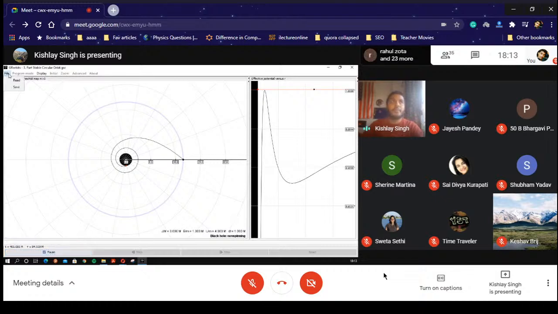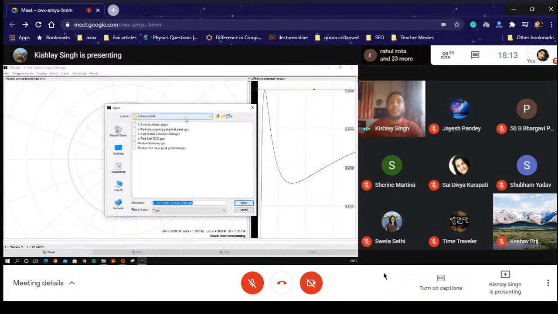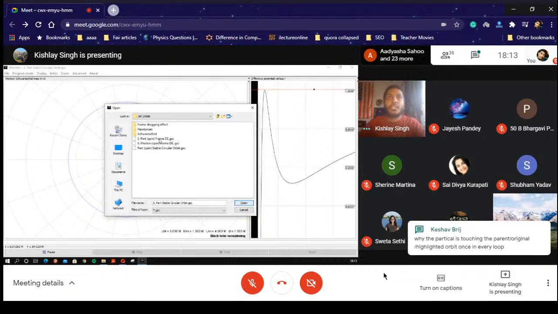Now look what amazing thing happens when the black hole starts spinning. The first time I even saw this, I was like, what the hell is even happening here? Okay, so this is a frame dragging effect.